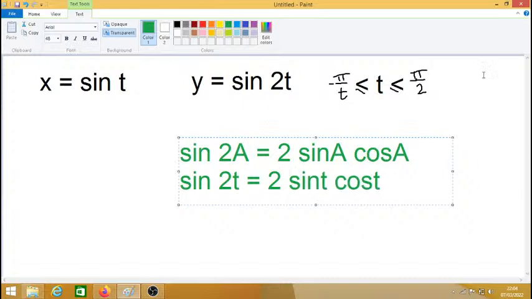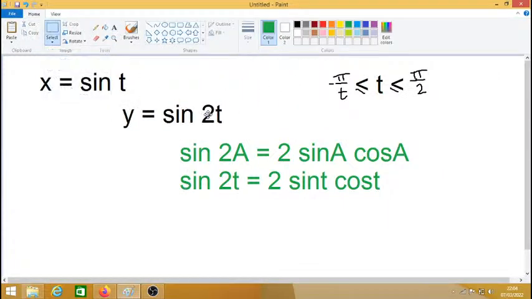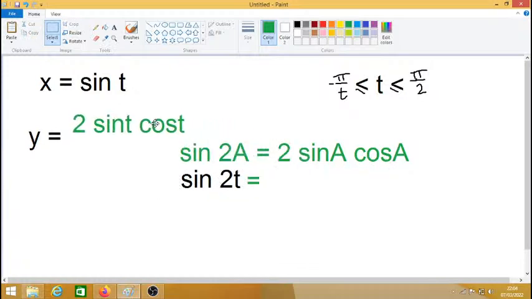So let's use that here. We can take that second equation and instead of sine 2t, I can replace that with 2 sine t cos t. The space is just there to make it easy to read, but in reality there's no space, it's just multiplying. So it's 2 times sine t times cos t.